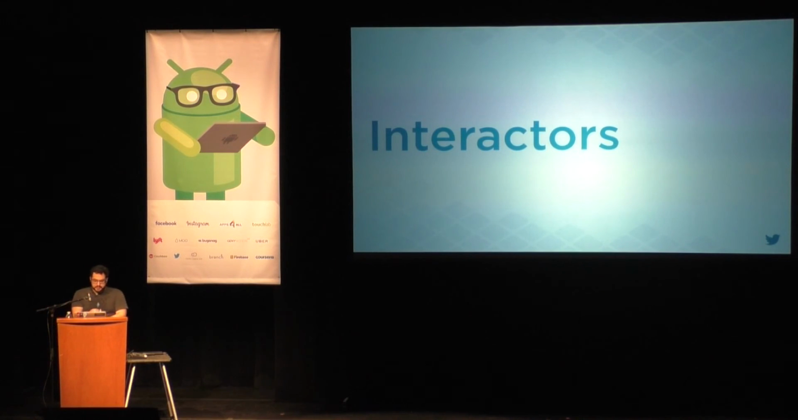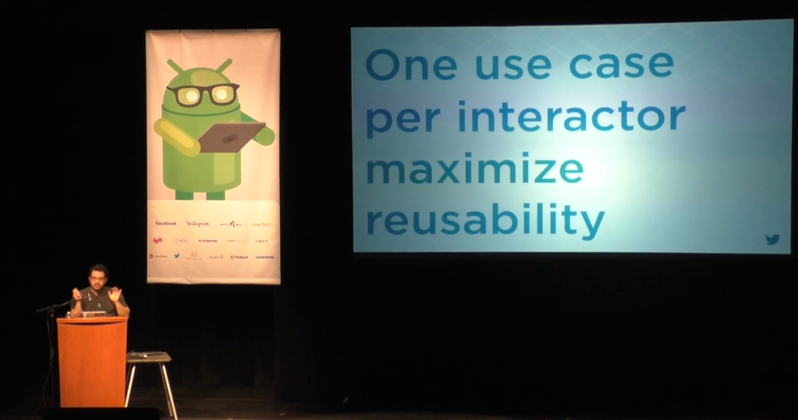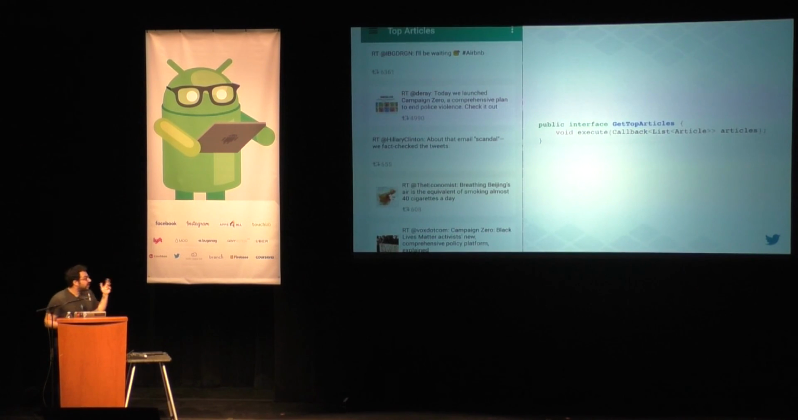I like interactors. They handle one use case, and it's one single use case. To maximize reusability, try to put just one use case. For example, in that application, we have the get top articles, right? But get top articles could be even smaller. At the end, what we are doing is getting some data sorted in a way that I want to render it. So what we are sorting by is retweets.